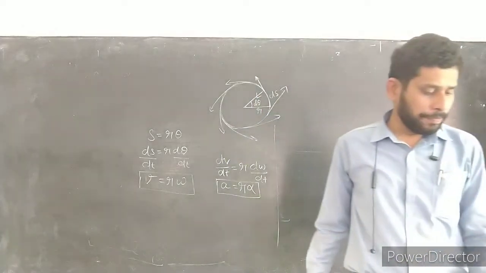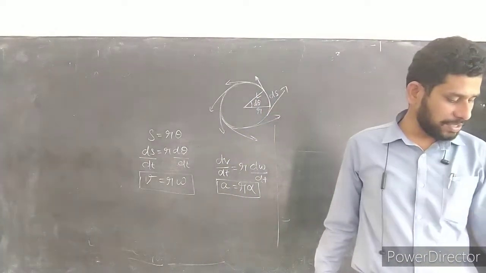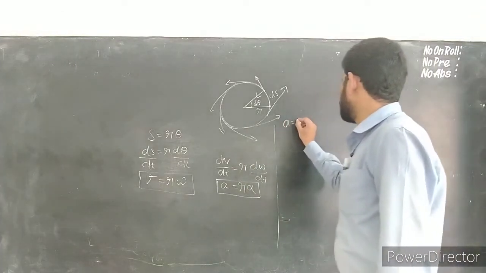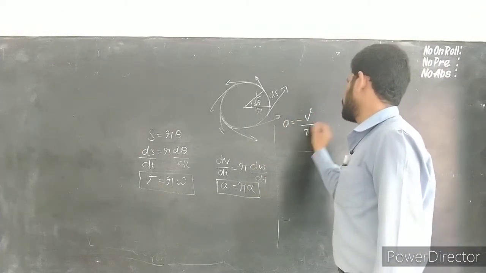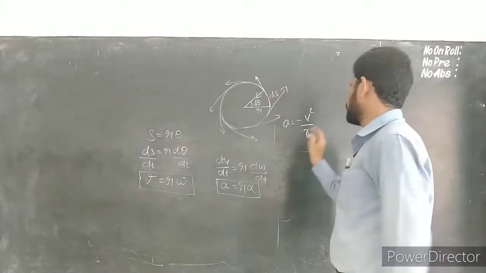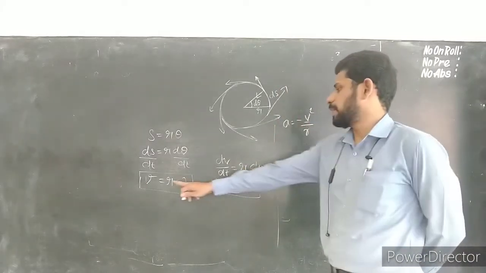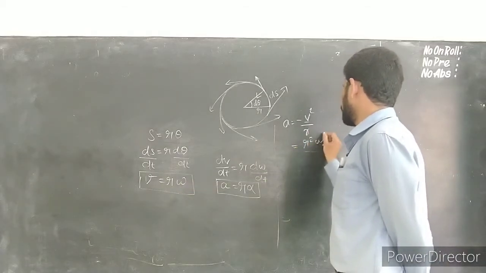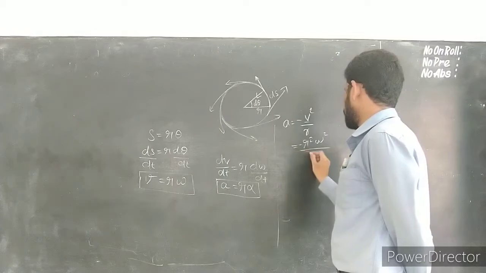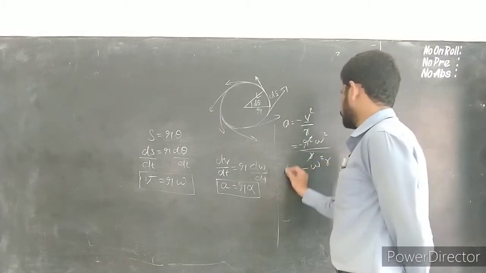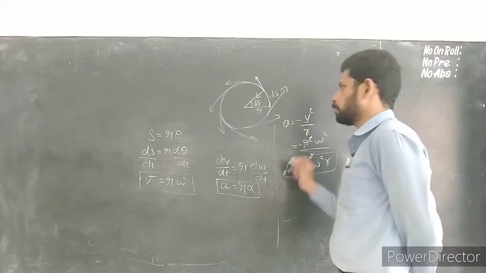Now, what will happen along the tangent? Remember that a equals minus v squared by r, because the acceleration and velocity are in opposite directions. We know the relation v equals r omega. Substituting, we get r squared omega squared by r. One r will be cancelled, so a equals minus omega squared r. This is due to the uniform motion.